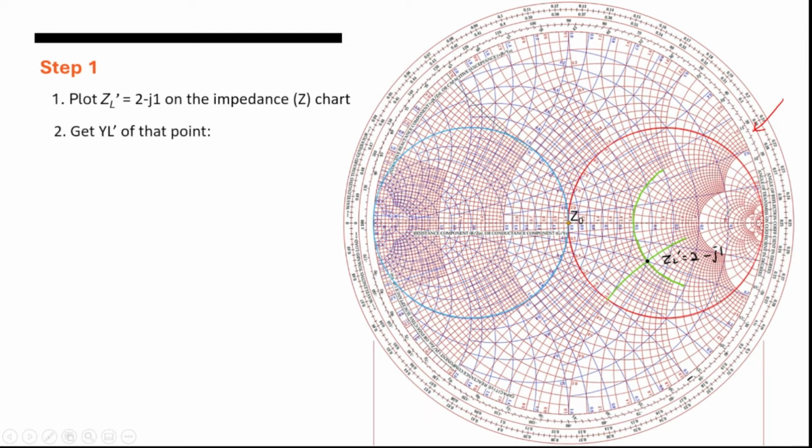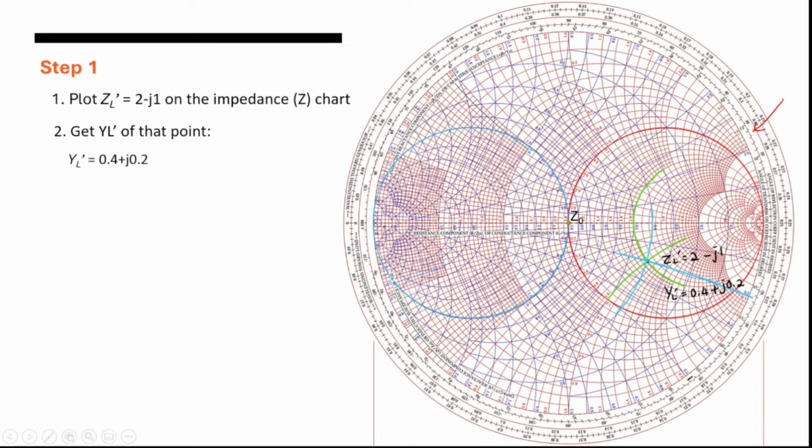Now the next step is to get the admittance, the YL normalized, for that point. To do that, we read off the Y Smith chart. Let's put that as YL prime, which, if we read the Y Smith chart, equals 0.4 plus j0.2. So please be careful with the imaginary value of both Smith charts.